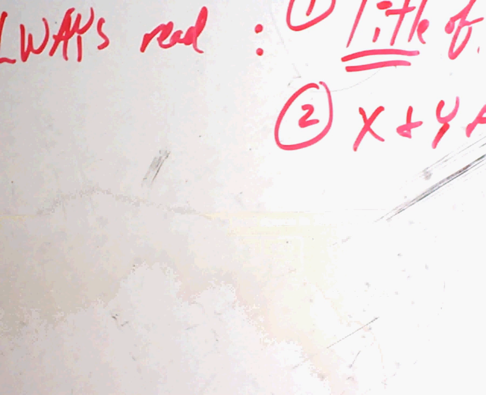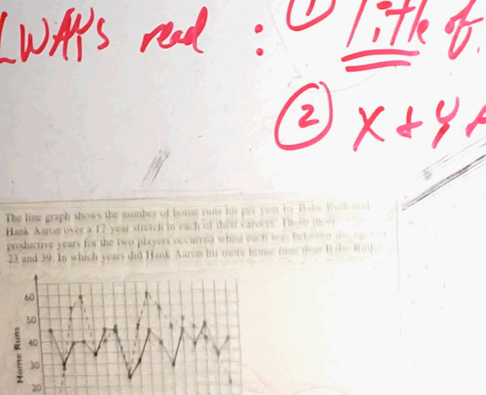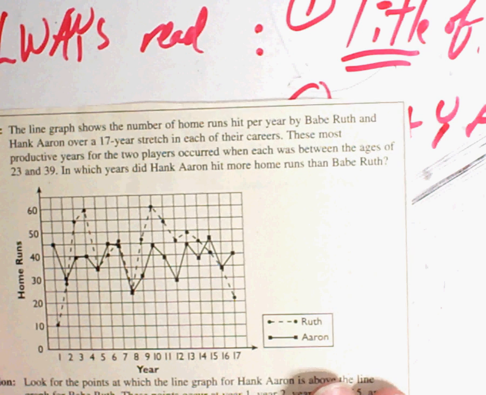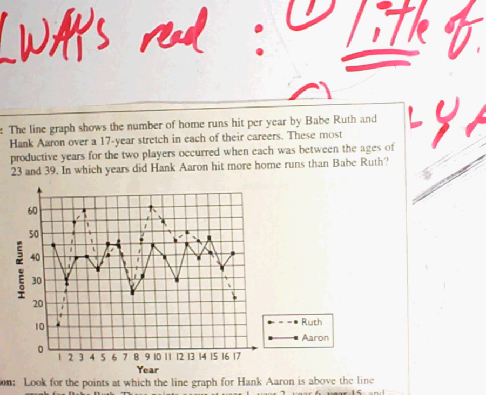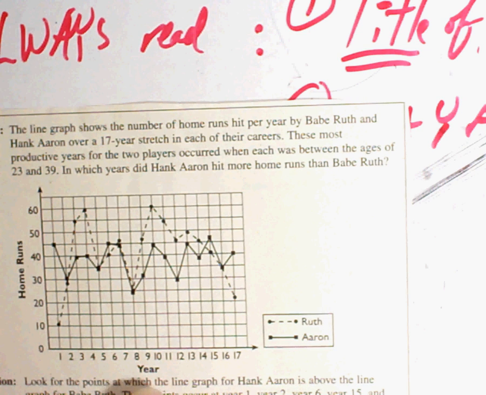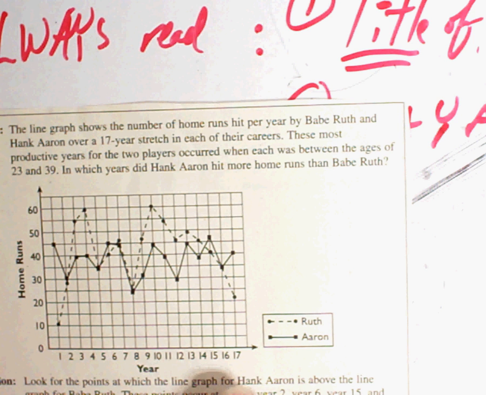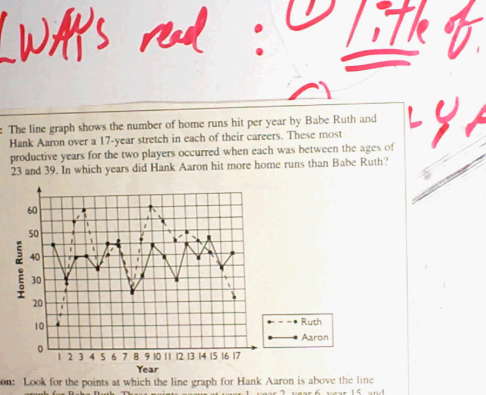So what about something like this? We'll come back to this graph in a minute, but notice this. It says this line graph is the number of home runs hit by Babe Ruth and Hank Aaron over a 17-year stretch. Okay, well, it tells me which line is which. There is a little piece of information there. It tells me what year. Does it say 1901? No, it says it's a 17-year stretch. So that's not years like 1901 or 1921. It's counting years, and then it says the number of home runs over here on the left axis.